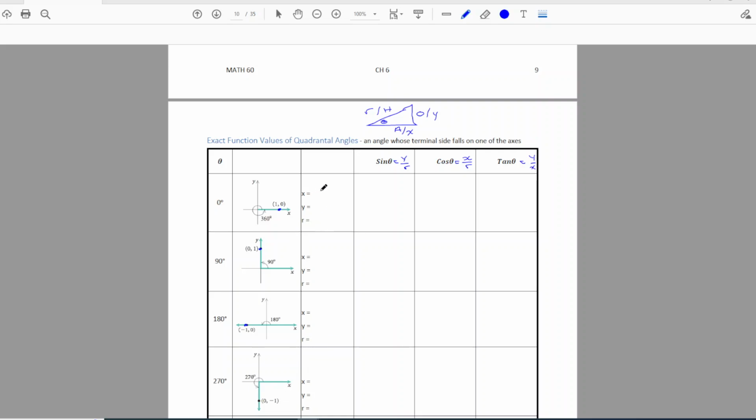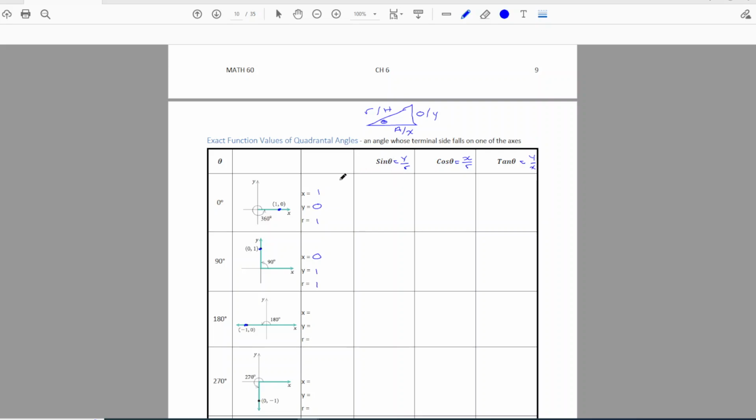So the x value for the angle of 0 would be 1, the y value would be 0, and then the radius is always 1. For the 90-degree angle, the x value is 0, the y value is 1, and the radius is always 1. I'm going to leave these bottom 3 for you to do, and I'm just going to continue filling out these columns, and then I want you to pause the video and try these 3.